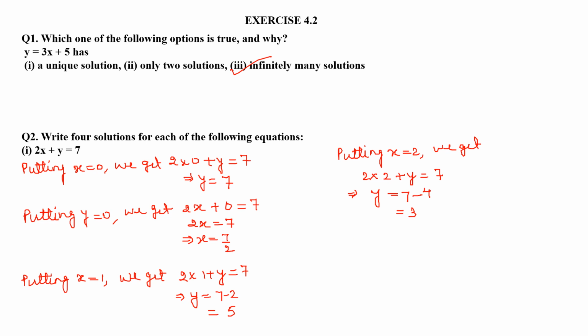So my four solutions are, first is 0 comma 7, then second is 7 by 2 comma 0, third is 1 comma 5, and the fourth is 2 comma 3. Now see, you can get different solutions also. Here for these values what I have put, I have got the other variable value, isn't it? So for such type of question there can be infinite solutions. Here I have taken these values. Now moving to second part of this question.